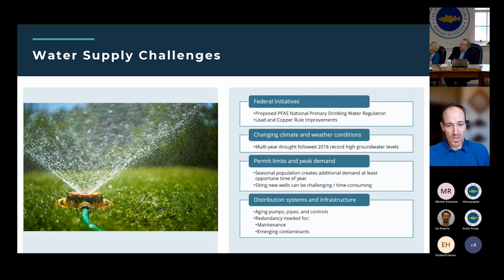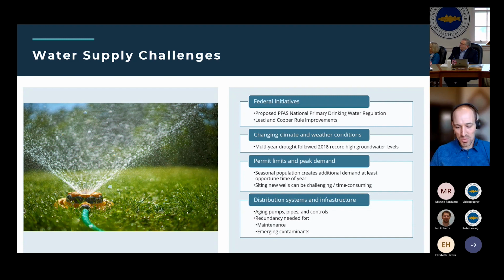There are also several federal initiatives working their way through federal regulatory processes. So the proposed PFAS primary drinking water standard, certainly lead and copper rule improvements, and lead pipes are a big focus at the federal level.